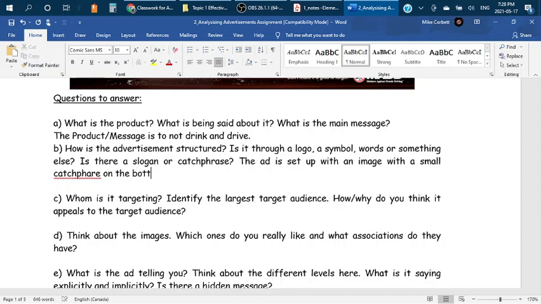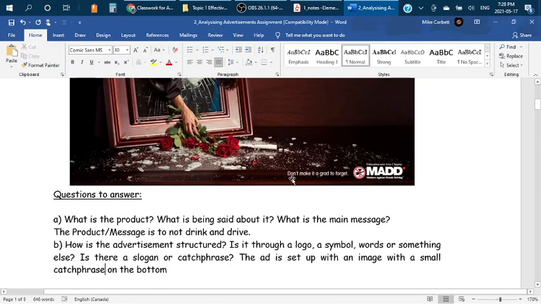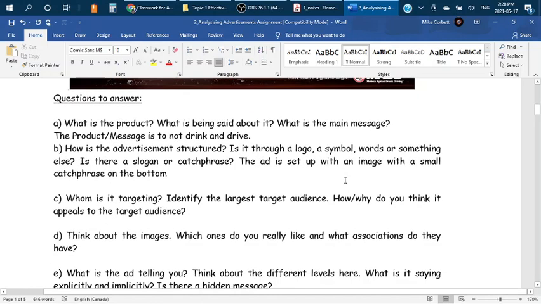on the bottom. Oh, did I misspell catchphrase? No, catchphrase. So there's our catchphrase. "Don't make it a grad to forget." That's something that when you read it, it'll jump out at you. You can say it over and over again to remember what the message is. With a small catchphrase in the bottom.